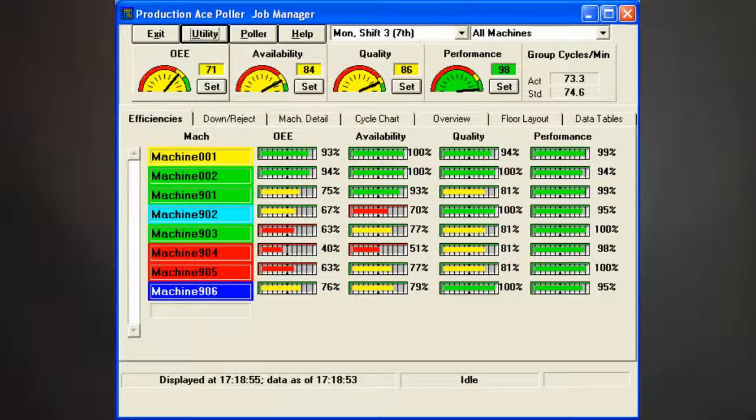Production ACE color codes machine status in real time using a traffic light scenario, where green is a running machine, red is a stopped machine, and yellow is a warning that the machine is running out of limits. Other colors indicate things such as setup and unscheduled.